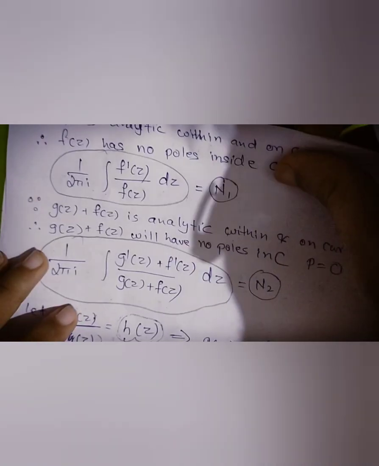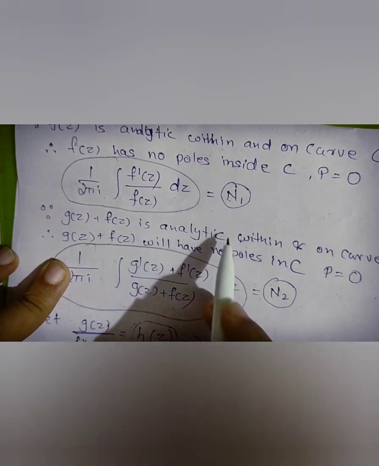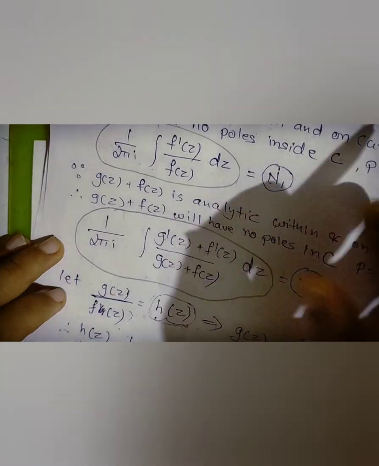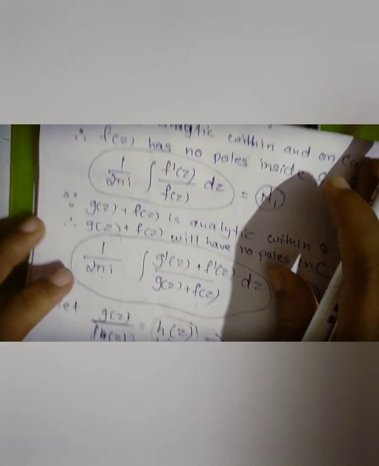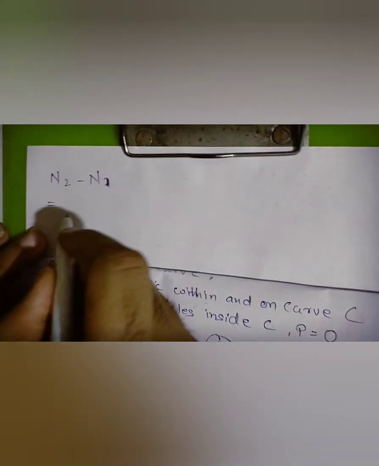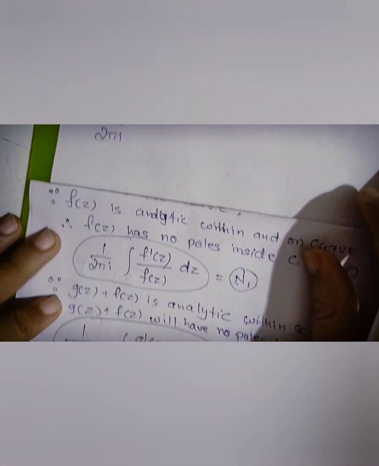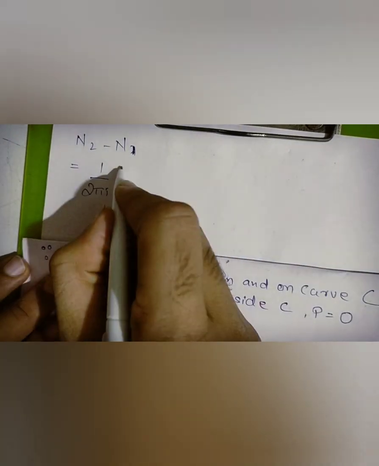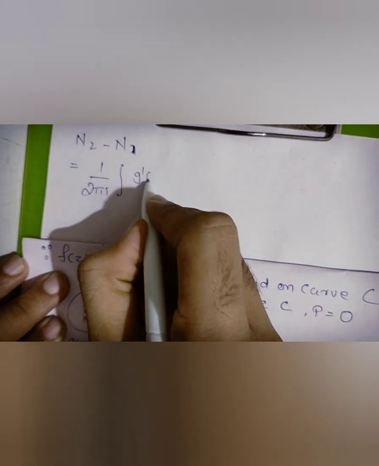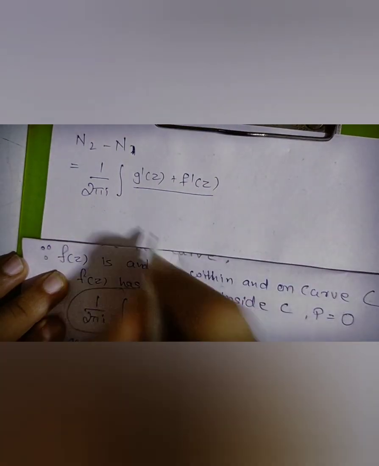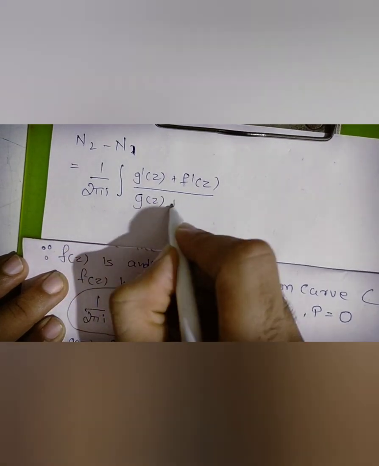So n2 minus n1. N2 was this big thing over here, so let me write it down straight away. Let me copy it down over here: 1 upon 2 pi i. So this is my n2: 1 upon 2 pi i, integration of g dash z plus f dash z upon g of z plus f of z.